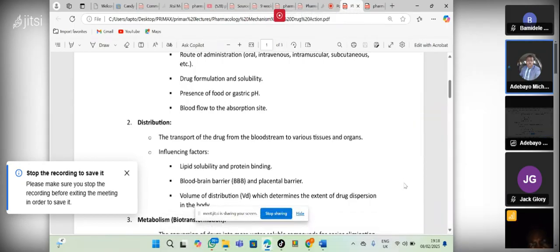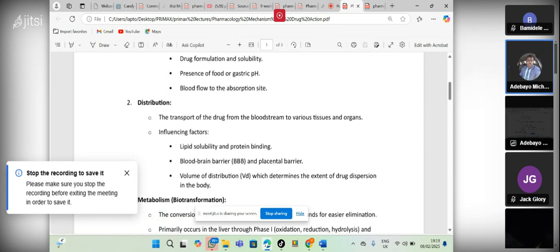Maybe it's something that has to do with the liver. The distribution is from that bloodstream, from that site of injection to where the drug is going to act. That is simply what it means by distribution. The transport of drugs from the bloodstream to various tissue and organs. Influencing factors include lipid solubility and protein binding.